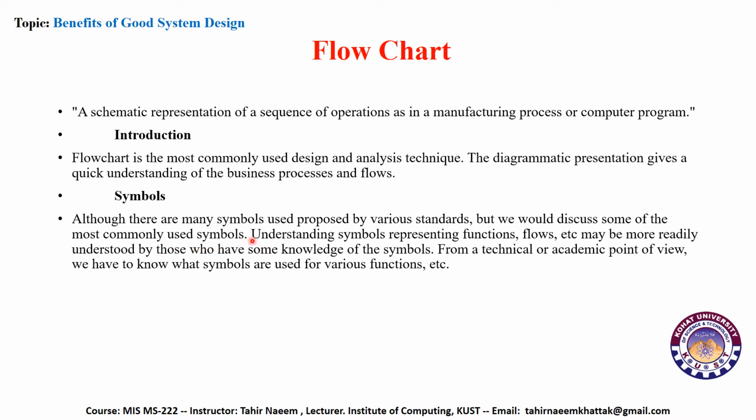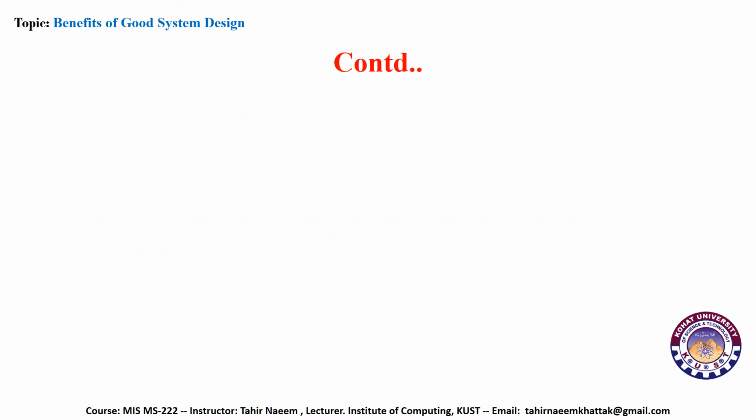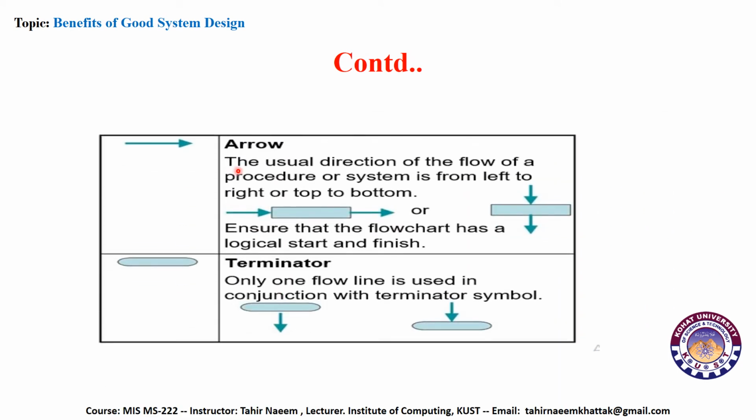Whenever we want to draw a diagram, we have to use symbols, and these symbols are commonly used. It's not like I'm using my own symbol and another person is using his own symbol. It must be common symbols used for functions, flow, etc., which can be understood by any person having knowledge of the symbols. So we have to know what symbols are used, and it is necessary that we understand the different meanings of the symbols so that we understand the flowchart. So here we are discussing the flowchart.